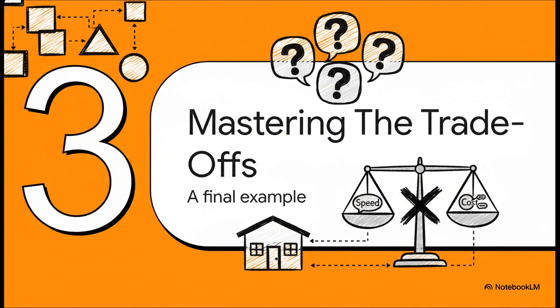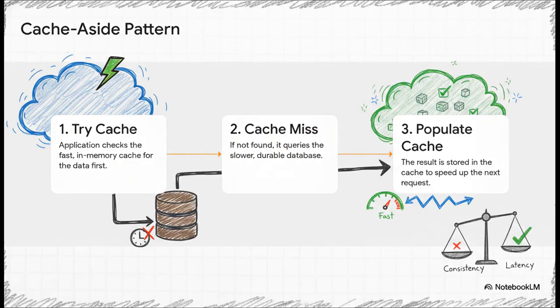So, we've got our building blocks, and we've got our 5 critical questions. Let's pull this all together with a really common, real-world example that perfectly shows how to make a deliberate trade-off in action. This is the cache aside pattern, and it's brilliant. When the app needs data, first, it checks the super fast in-memory cache. If the data isn't there, that's called a cache miss. It then goes and gets it from the slower but durable database.